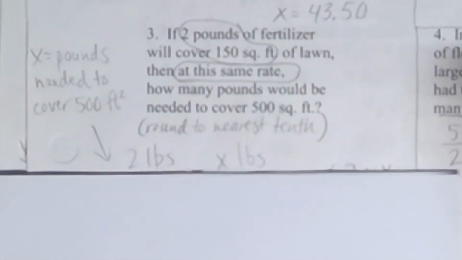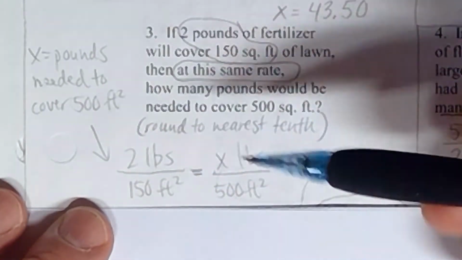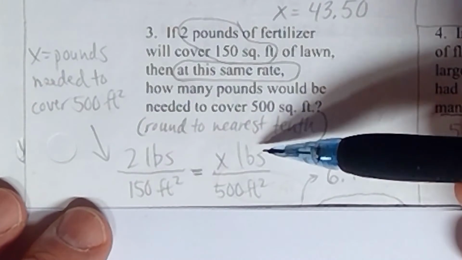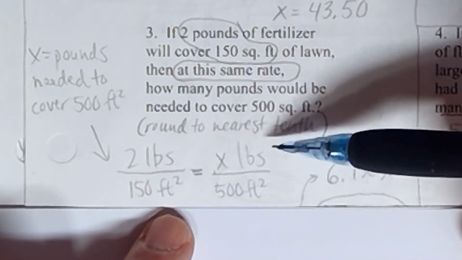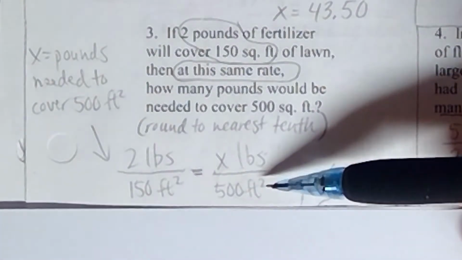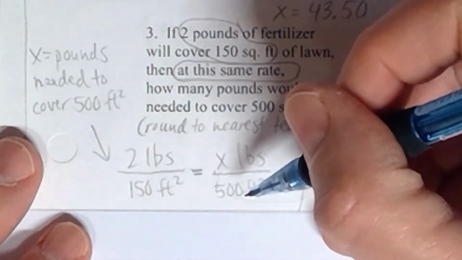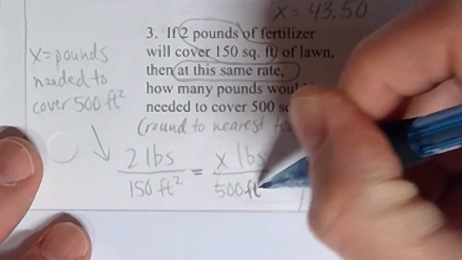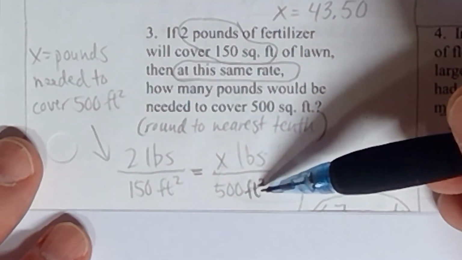How did that other fraction come out there? We have 2 pounds over 150 square feet. Remember, it has to be in the same order. So pounds over square feet means that this has to be pounds over square feet as well. Feet to the second power, by the way, is the same thing as square feet. That's why I wrote it that way. You could actually say square feet instead. It means the same thing. But the point is that it's got to be in the same order.